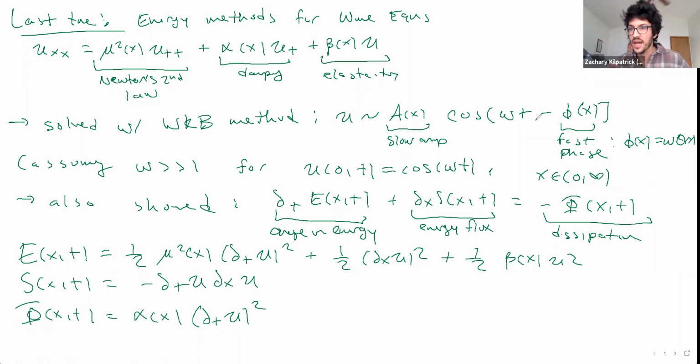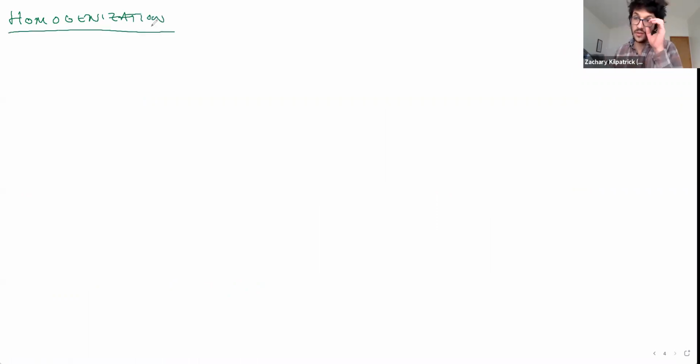Okay, so that concludes this module on WKB. We are now going to shift over to homogenization theory, and this will be the last main topic of the course before we get into some research level extensions of asymptotics. A lot of this already is research level, I guess. Okay.